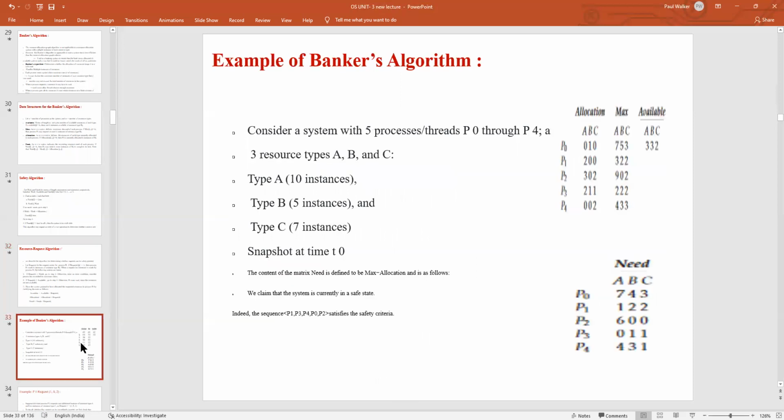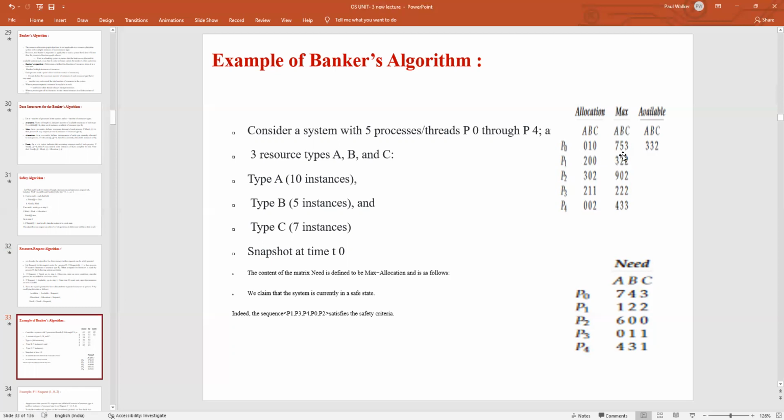Suppose we consider this problem. Here there are 5 processes: P0, P1, P2, P3, and P4. Each will have different types of resources R1, R2 and R3, with 10 instances, 5 instances, and 7 instances. Here, this is a snapshot for the particular algorithm, showing the allocation and maximum. First, we have to find the need matrix. For this, the need formula is need equals maximum minus allocation.